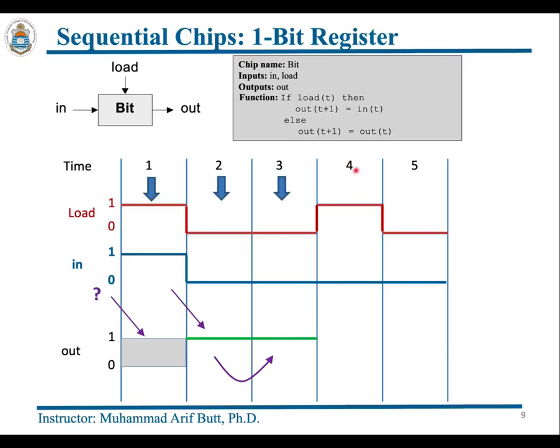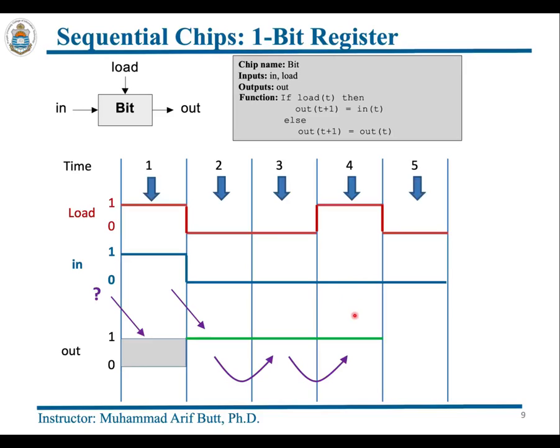Let us move on to time unit 4. The out will be the previously stored state, and it is 1, as shown. However, remember that since at time unit 4 the load input is high and the in input is 0, the state of the bit register will change to 0 at time unit 4. Let me repeat, since at time unit 4 the load input is high, the bit register will be written by whatever is there on the in input, and that is 0. So at time 4 the state of the bit is 0 now.